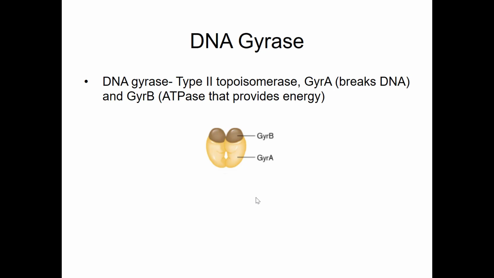Okay, so DNA gyrase is a type 2 topoisomerase. It's made up of two subunits, GyrA, which breaks the DNA, and GyrB, which has ATPase activity, meaning it can bind and hydrolyze ATP to provide energy for this topoisomerase activity.